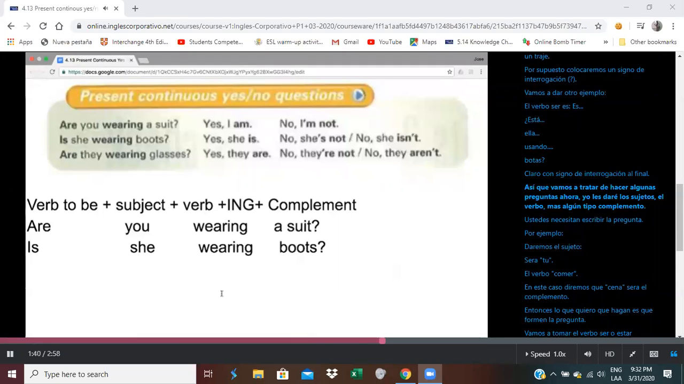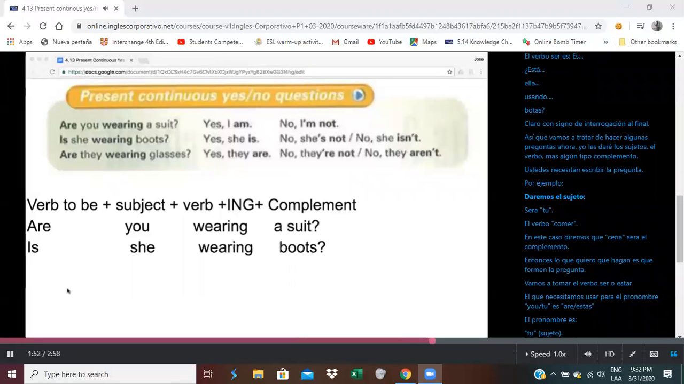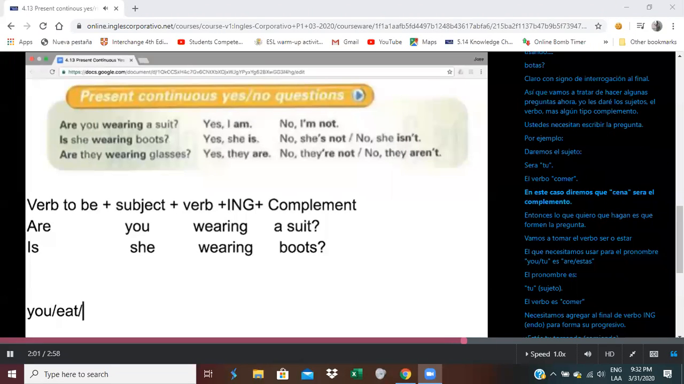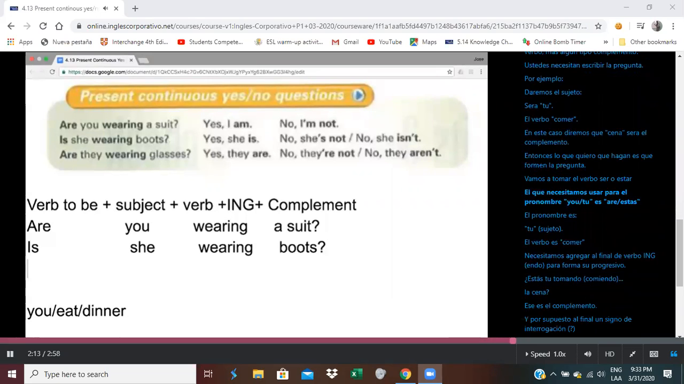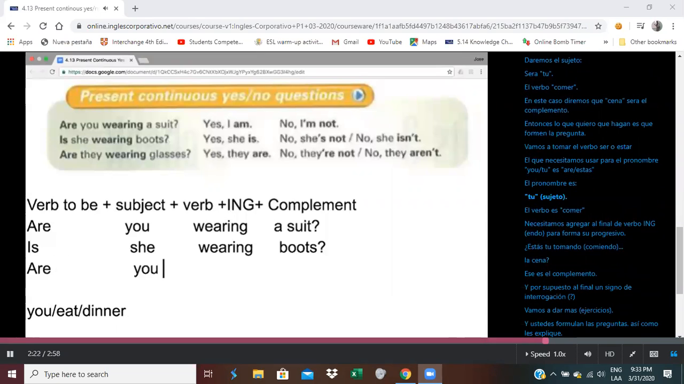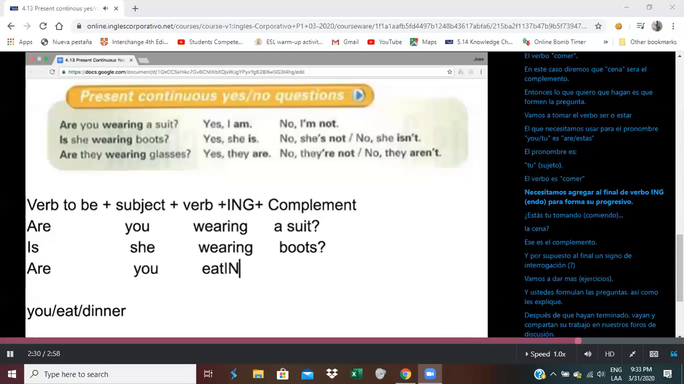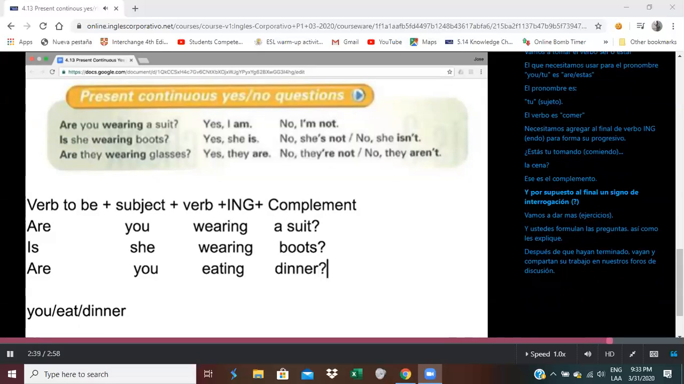So let's try to make questions now. I will give you the subject, the verb, plus some kind of complement. And you need to write the questions. For example, I'm going to give you, mention the subject will be you, the verb eat. And in this case, I'm going to say dinner is the complement. So what I want you to do with that is to form a question. So let's take the verb to be is the one that we need to use. So for the pronoun you, you're going to say are. The pronoun is you or the subject. The verb is eat. We need to add ing to that to form it into a progressive form. Are you eating dinner? It's the complement. And of course, add the question mark there.